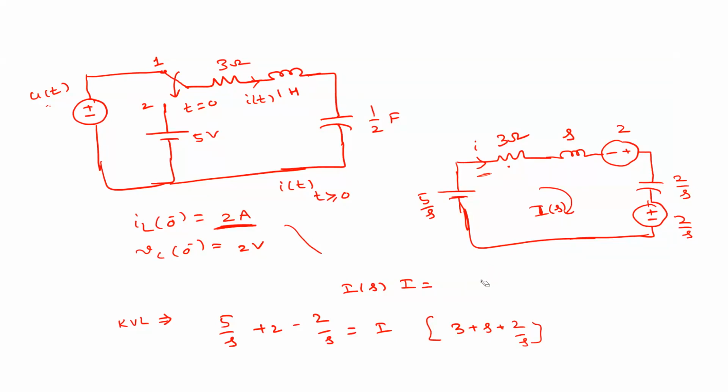Wait, what is the answer? 2S plus 3 upon S square plus 3S plus 2. S square plus 3S plus 2 means S plus 1 into S plus 2. Agree? Yes, sir. Tell me, this is the one, right?